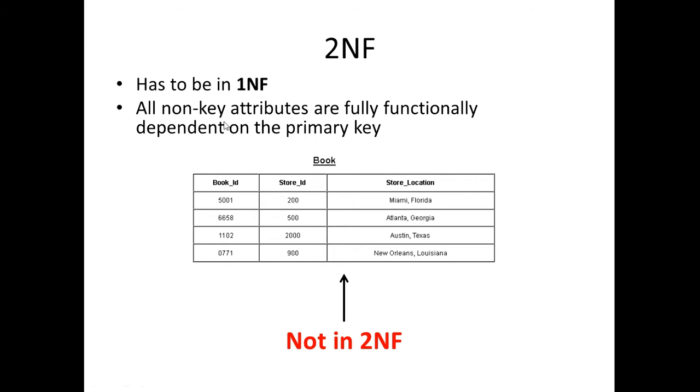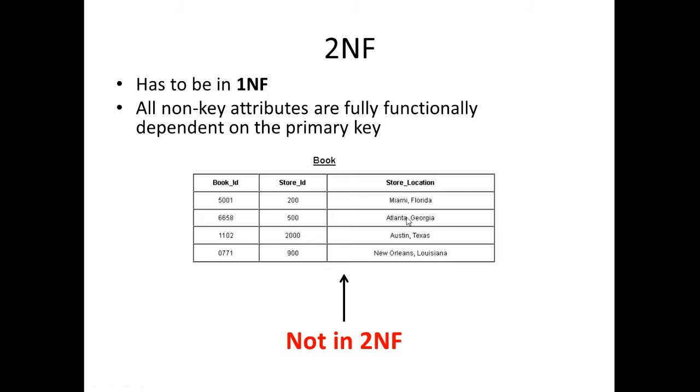So second normal form states that all non-key attributes, so you can see here this store location is a non-key attribute, and it has to be fully functionally dependent on the primary key. With this table here, we have a book ID and then a store ID, which together is a composite key, and a composite key is a key that is made up of 2 columns that are used to uniquely identify a record in a table.